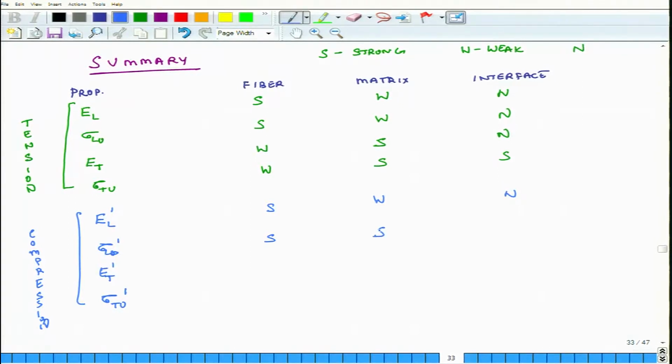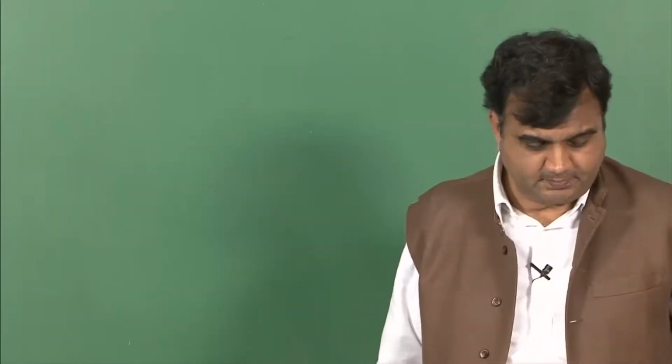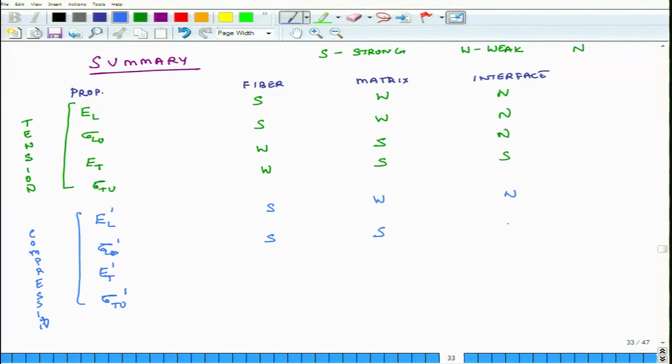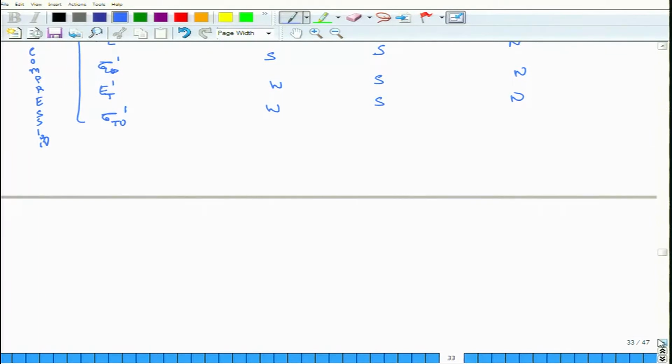Why is it a strong role of matrix? Because if the matrix is very weak, the fibers will buckle very easily. So, it depends how strong and stiff your matrix is, that has a big role. And again negligible role of interface. And then the third one is transverse direction compressive modulus, weak role, strong role, negligible role, and then transverse strength, weak role, strong role, negligible role. And then the last one is shear properties.